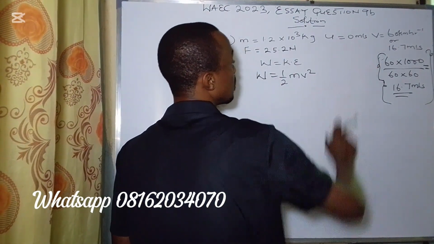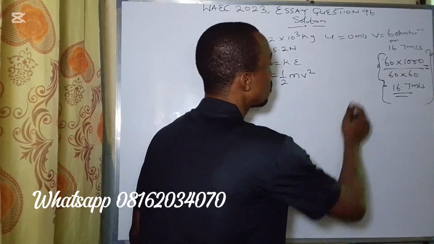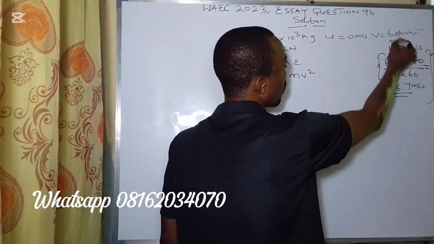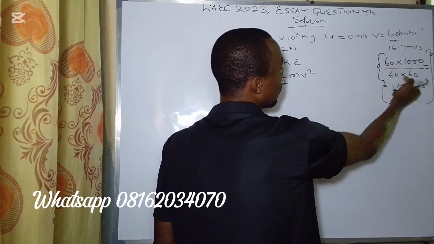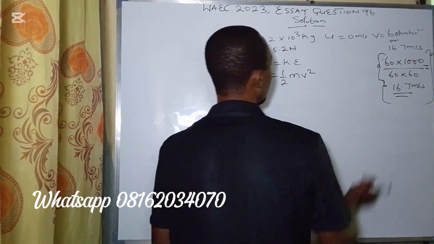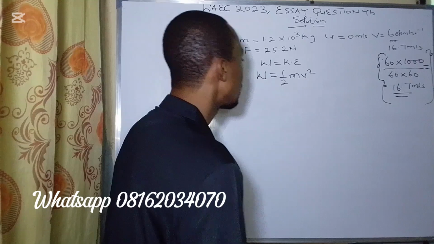The maximum velocity is 60 km per hour. You need to convert that maximum velocity. If you convert it, it gives you 16.7. Look at how I converted it. Multiply it by 1000, divide by 60 times 60. You get 16.7. Okay, we are asked to calculate the work done.